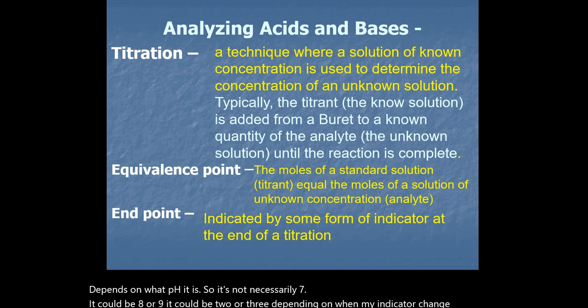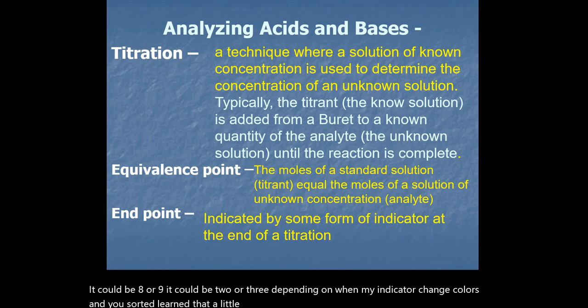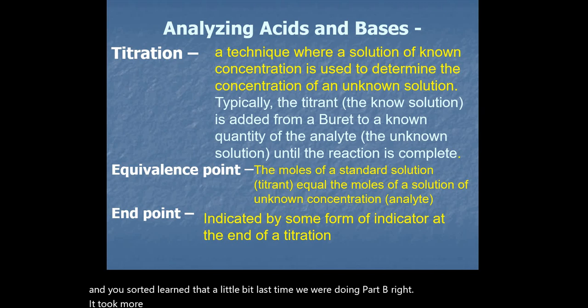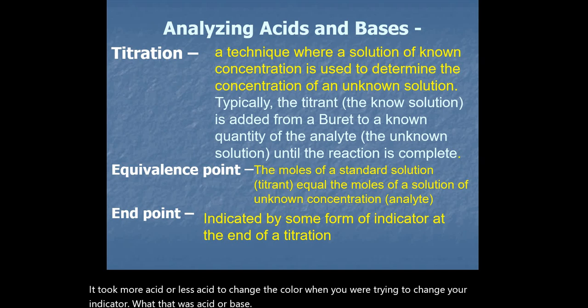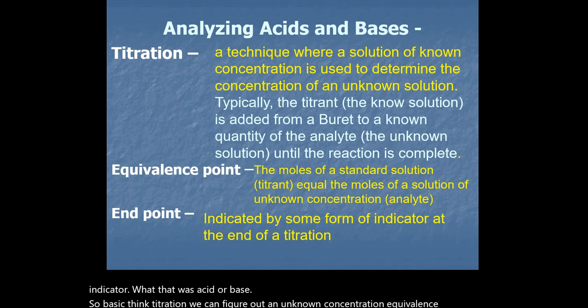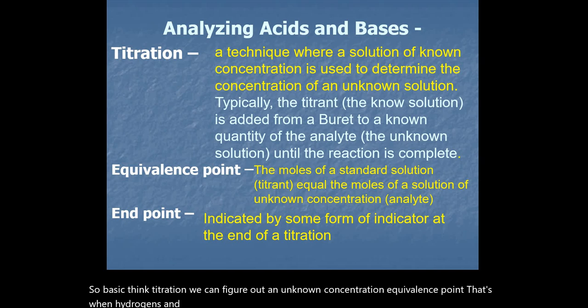And you sort of learned that a little bit last time when we were doing Part B, right? It took more acid or less acid to change the color when you were trying to change your indicator, whether that was acid or base. So basic thing, titration, we can figure out an unknown concentration. Equivalence point, that's when hydrogens and hydroxides are equal, where I have a pH of 7. End point is just when my color has changed on my indicator.